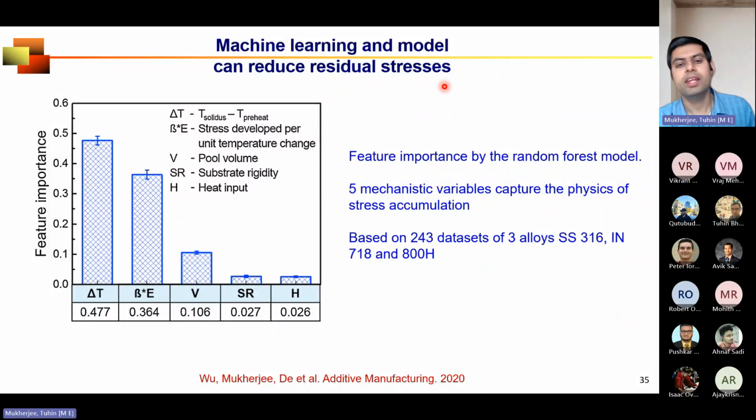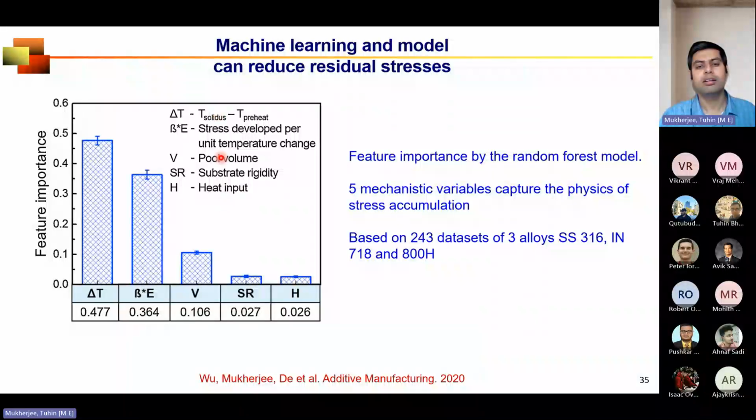Now what we can do is we can get some other insight if we take advantage of the modeling and combine that with machine learning. The most important advantage is understanding which variables are more dominating. You see, here we are talking about 5 complex variables. First is the temperature difference, that is the solidus temperature minus preheat temperature, stress developed per unit temperature change, beta delta E, pool volume, substrate rigidity, and heat input.